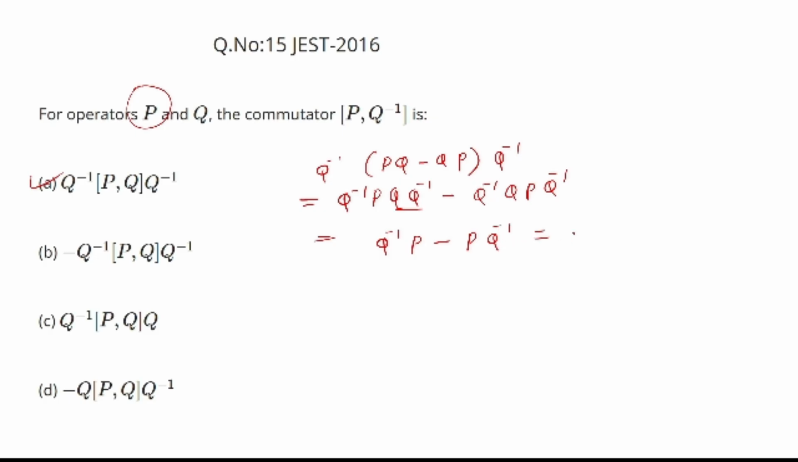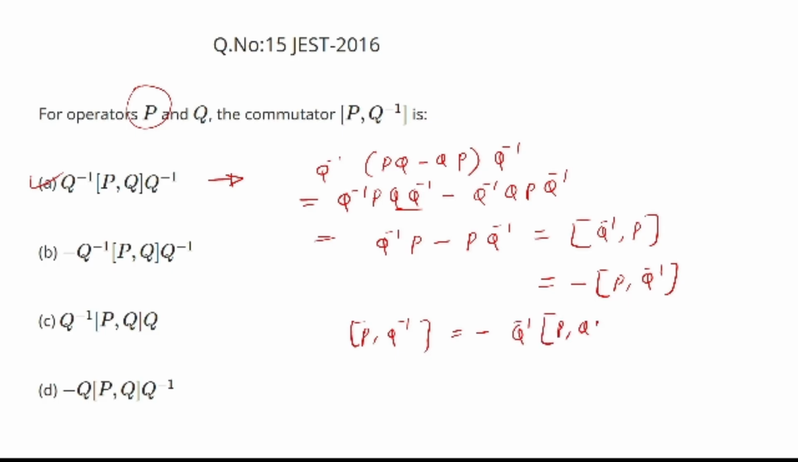So it is nothing but the commutator of q inverse and p, but we have to find the commutator of p and q inverse. So this is option A. Now one negative sign will be there, so the commutator of p and q inverse is nothing but the negative of option A, that is negative of q inverse, commutator of p and q, then q inverse. So this is the exact answer, so option B will be the correct one.